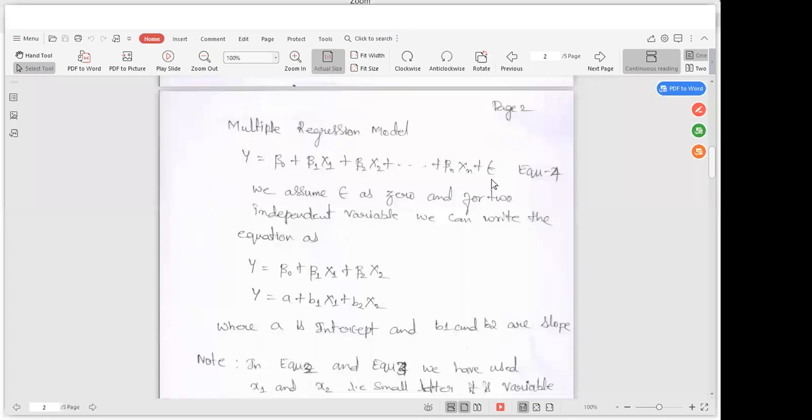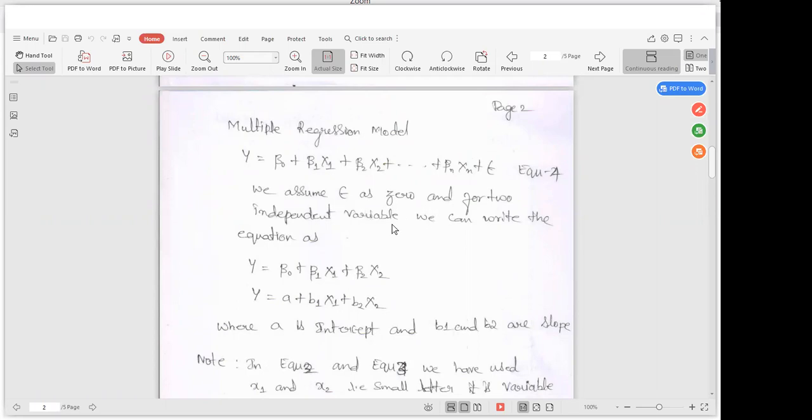Okay, so epsilon is an error. In the previous class I showed that whenever we draw a linear line in the scatter plot, the line may not be perfectly linear, and there will always be some error. This error is called epsilon. In this case we assume that epsilon, the random error, is 0, so that we have a perfect linear line.